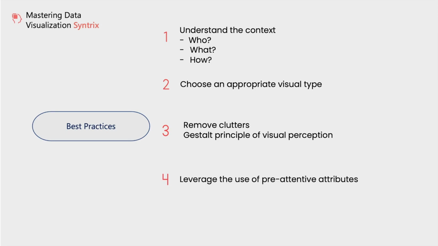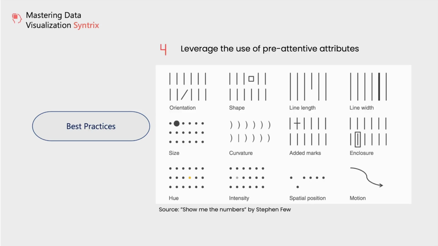Fourth, leverage the use of pre-attentive attributes, which are visual characteristics of objects that are automatically processed by our brain before we consciously focus our attention on them. Use them when you want to direct your viewer's attention to a specific part of your visual. This is taken from the book Show Me the Numbers by Stephen Few, and it displays some of the pre-attentive attributes that you can leverage. It can be size, orientation, and even shape.